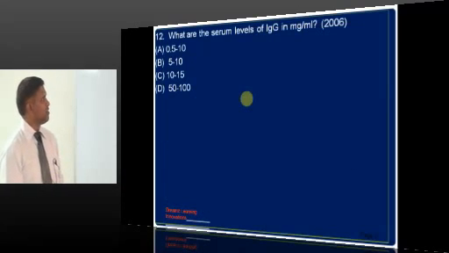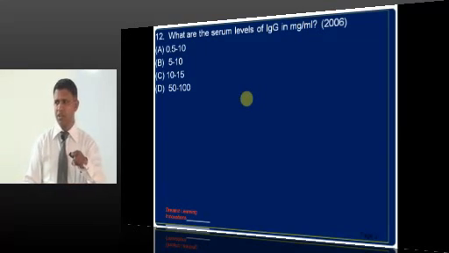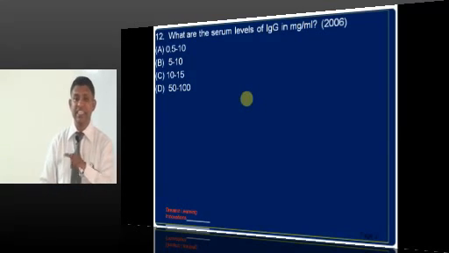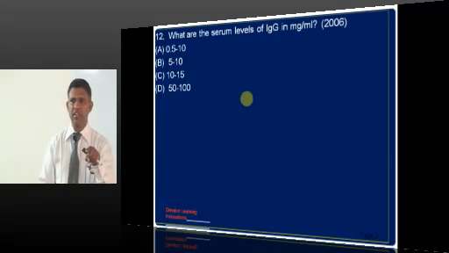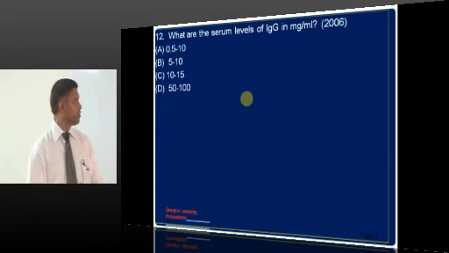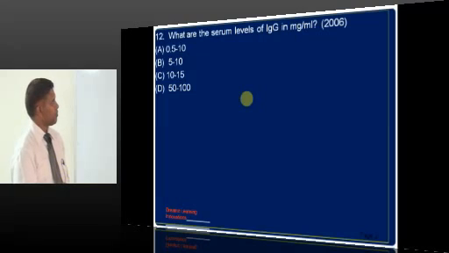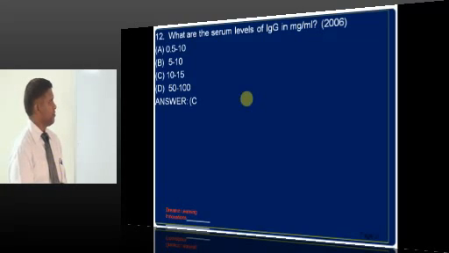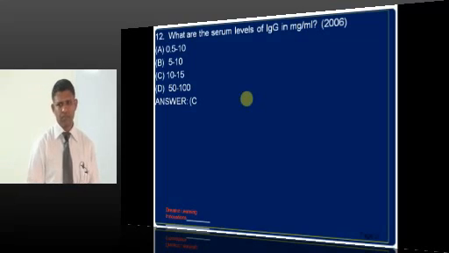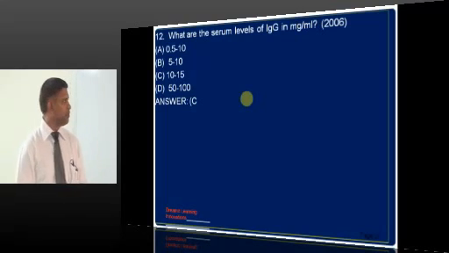What are the serum levels of IgG? I gave you a mnemonic, right? IgG is what? DHS. So daily production is high, half-life is high, serum concentration is high. What are the serum levels of IgG in milligrams per milliliter? So it's basically serum concentration 10 to 15. Actually its answer is 12. Serum concentration maximum is 12.